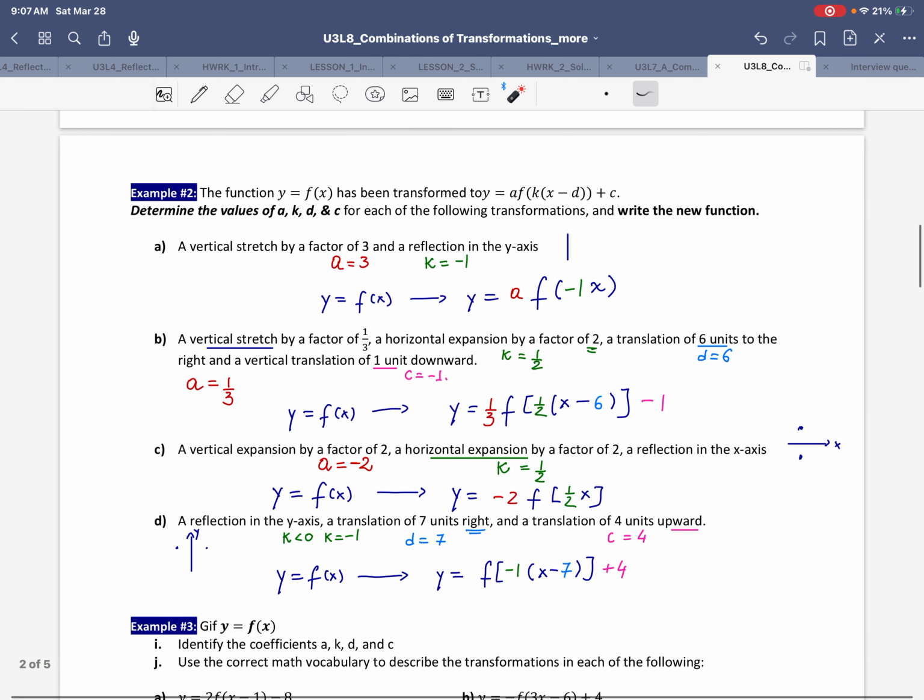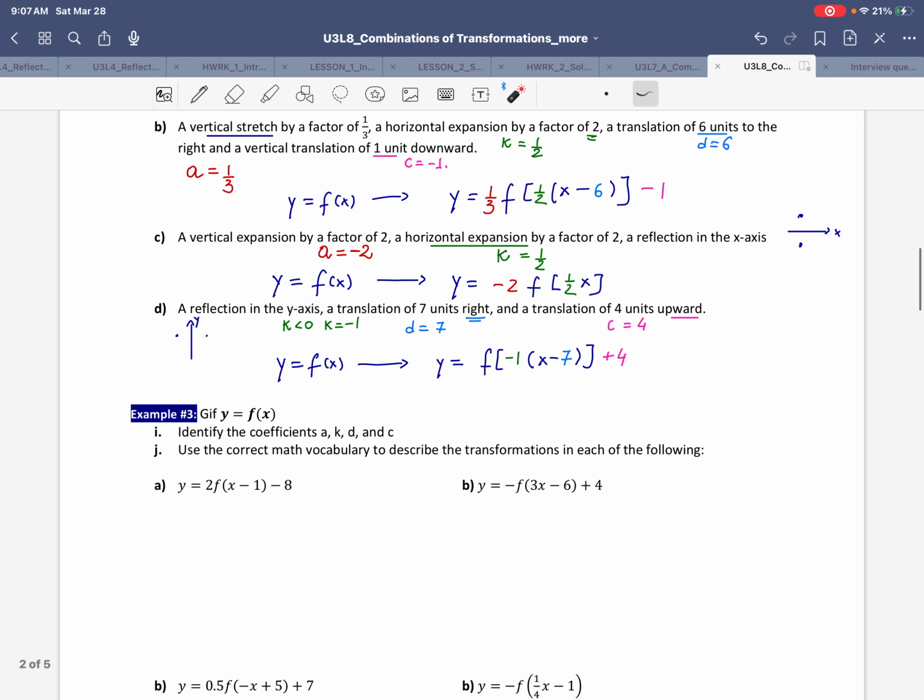So in the next question, we're going to do the opposite. So we're going from equations to describing the transformation.